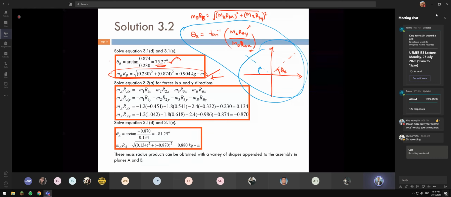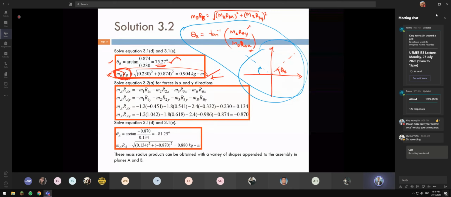Now we already have theta B and MBRB. Normally we will not solve this further. We just take it as a mass radius product, unless the question gives the mass or the location, the RB. For example, I mentioned the car wheel, the car tires. If the rim size is 16 inch, your RB will be 8 inch. Then you can know how much mass to be added at the rim for the 16 inch rim.